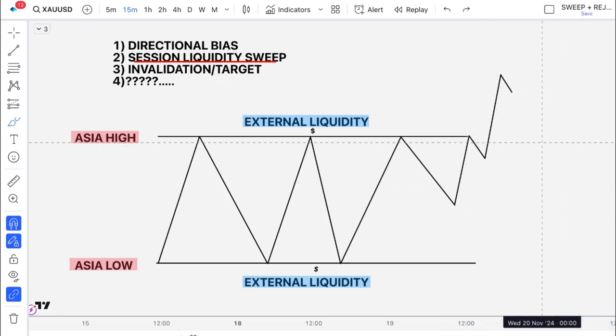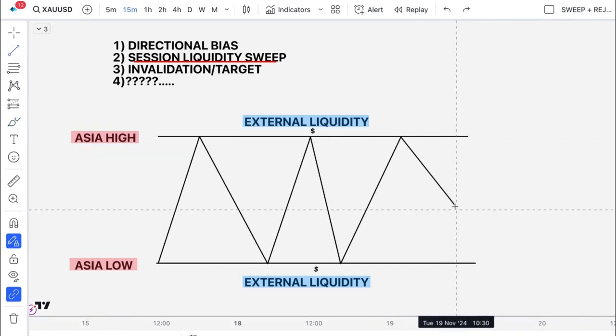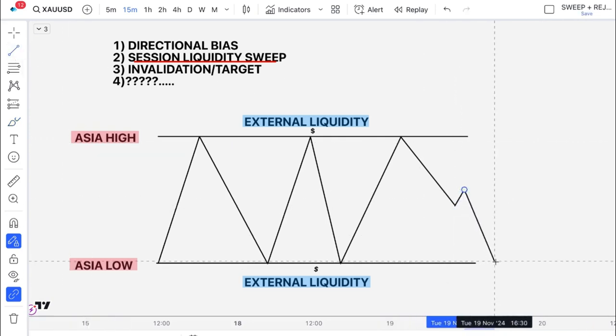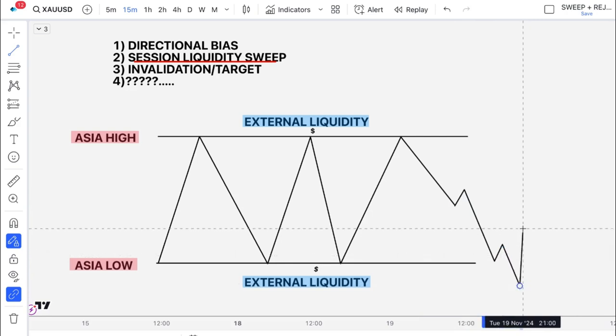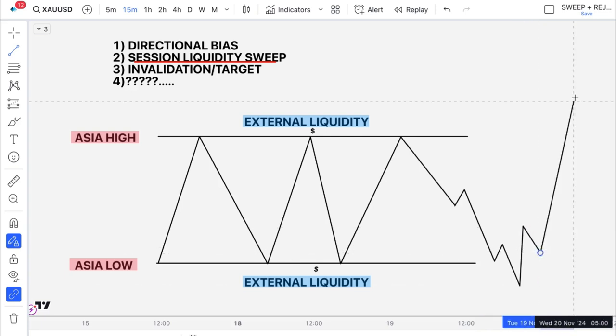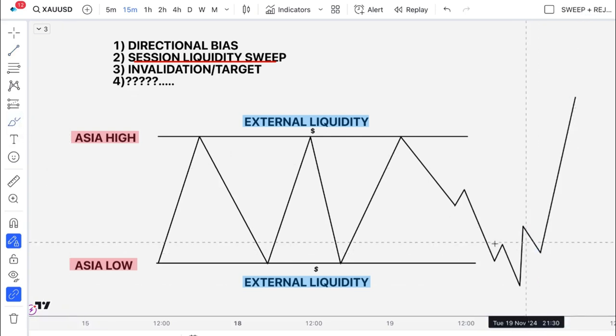And then vice versa, guys. So if we are long bias on this market, what we'd be looking for is a run into the lows, and then we'd look for a sweep of this external range liquidity down at the Asia session low. Once we see that, if you're looking on the smaller time frames, you're looking for a market structure shift, and then you can look for a continuation to the upside there.